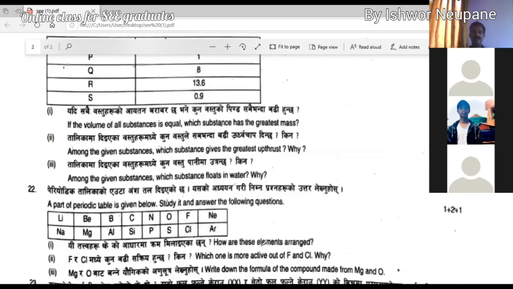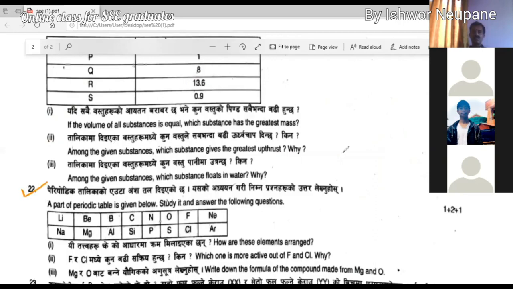Sir, if density is equal to water, then what will happen? Then it will remain submerged inside. It will neither be at the bottom, nor will some part be thrown up. It just keeps floating inside water. Okay. Now, students, question number 22.